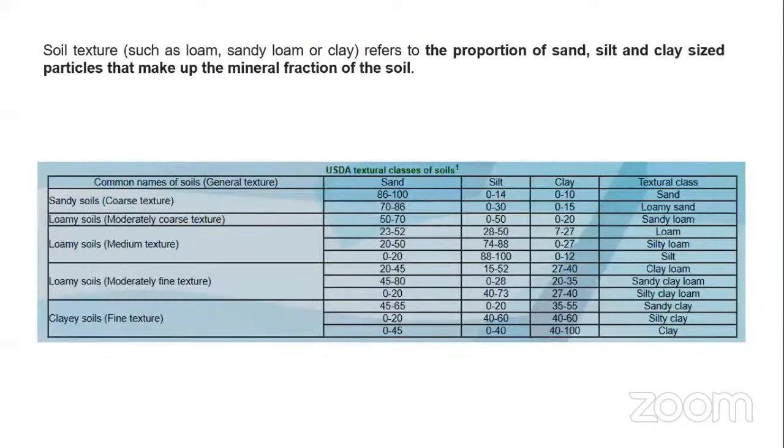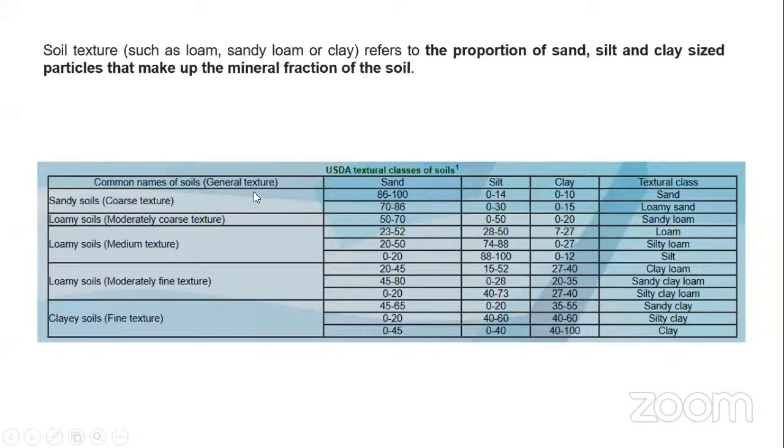Now, coming to the main topic, that is soil texture. What is soil texture? Soil texture refers to the proportion of sand, silt and clay sized particles that make up the mineral fraction of the soil. There are basically five types of soil texture, which are divided and subdivided into 11 types. First is sandy soil, that is coarse texture, then loamy soil with moderately coarse texture, loamy soil with medium texture, loamy soil with moderately fine texture, and clay soil, that is fine texture.